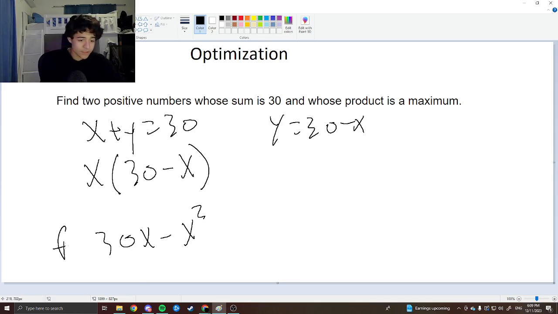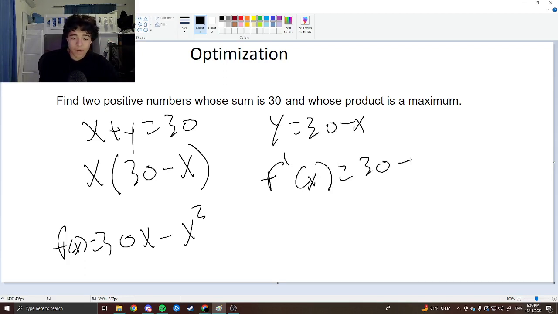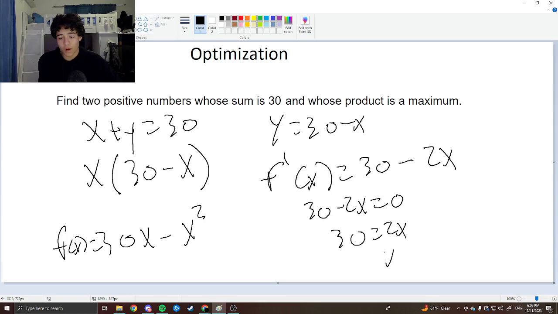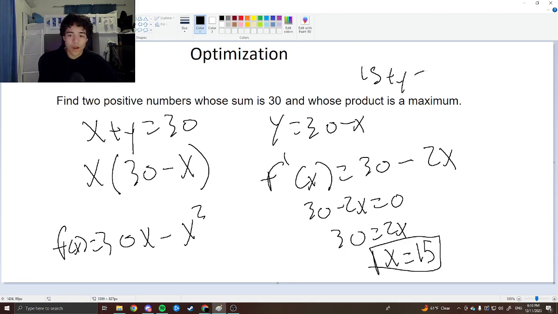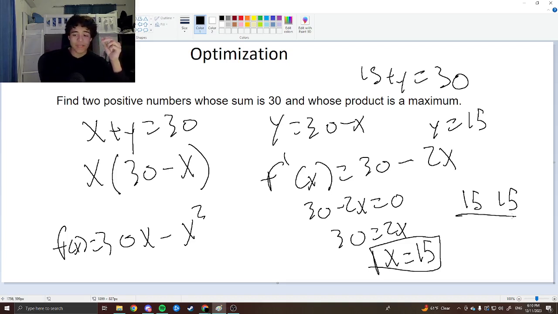So if this is our f of x, and we're trying to find the absolute maximum, we're going to have to find critical points. So we'll look at our f prime of x, which is 30 minus 2x. If we set this equal to 0, we get 30 minus 2x equals 0. We'll move our 2x over, and we get 30 equals 2x, or x equals 15. So we know that our x value is 15. If we plug it back into our original equation to find the y, you get 15 plus y equals 30, so y also equals 15. So our two positive numbers here are going to be 15 and 15, because this gives you the absolute maximum product that you can get out of this function.